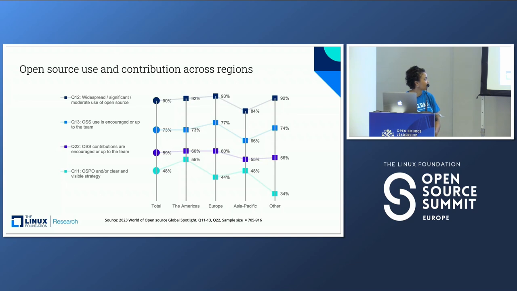We did try to not fix it to OSPOs because we do know that a lot of companies are not using the term OSPO, but do have a visible and clear strategy. And that goes down to the 50, 40s range. In the other category, it's 34%. And it's interesting how in Europe, there's a kind of widespread use. It's quite encouraged compared to the other regions, but OSPOs and visible strategies are not there, for example, compared to the level in the Americas.